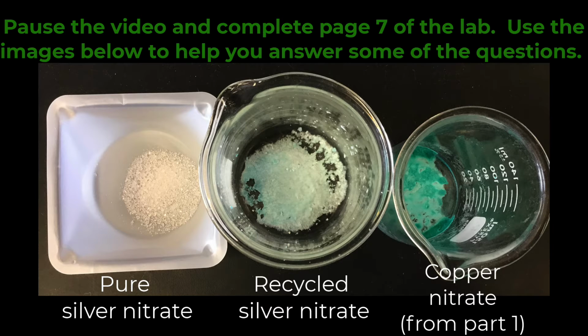On the left, you have the pure silver nitrate that I started with at the very beginning of part 1 of the lab. In the middle is the recycled silver nitrate that we just produced with that chemical reaction involving nitric acid. And on the right, we still have the copper nitrate from part 1 that we are yet to use again. We have our goggles and our 2 beakers.